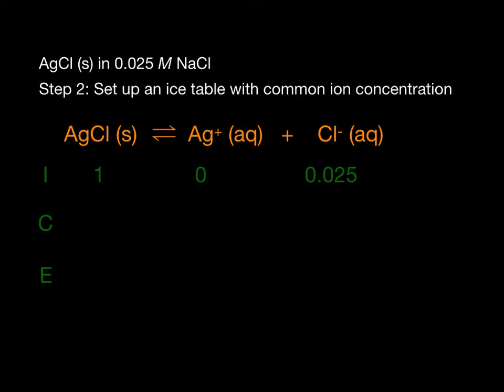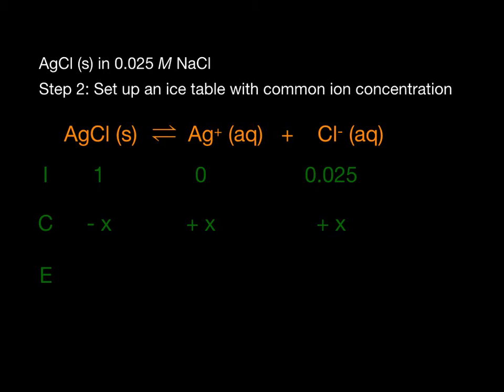Next, we need to recognize that this reaction will shift to the right to reach equilibrium. So we're going to put a +x under silver ion, the 0, and we're going to put +x under chloride. Those are both on the right side of this equilibrium. I'm going to put a -x here to complete this side.